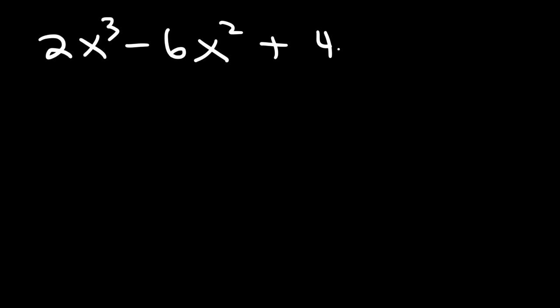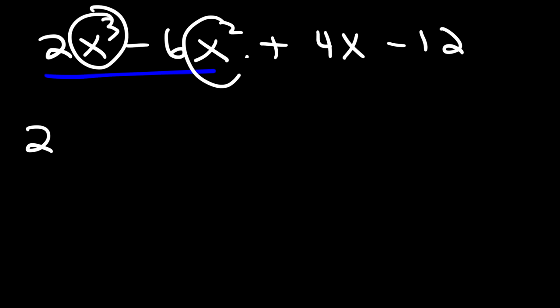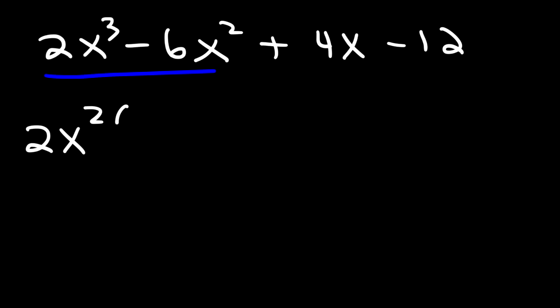Now, let's try another problem. 2x cubed minus 6x squared plus 4x minus 12. Go ahead and try it. Factor by grouping. In the first two terms, what is the GCF? So the GCF will contain a 2. 2 can go into itself and 6. And the least of these two is x squared. So the greatest common factor will be 2x squared.